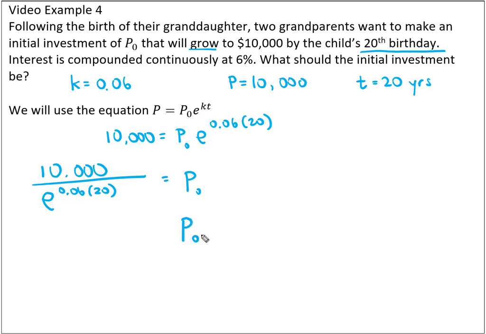We go ahead and use the calculator to solve this. So we get P0 is approximately $3,011.94. We want to put the units and make sure we go to the right number of decimal places for that answer. So if the grandparents deposit $3,011.94 into an investment account, when the child turns 20, the child will have $10,000.